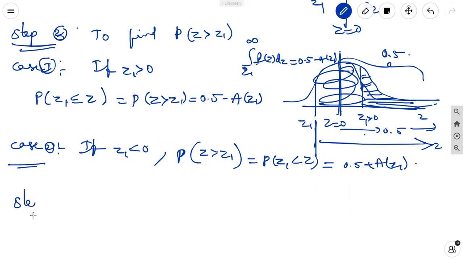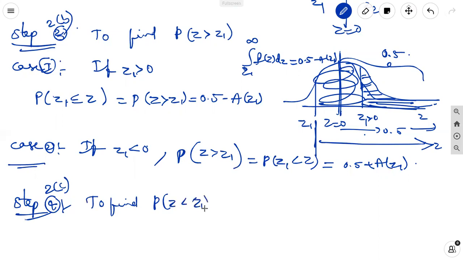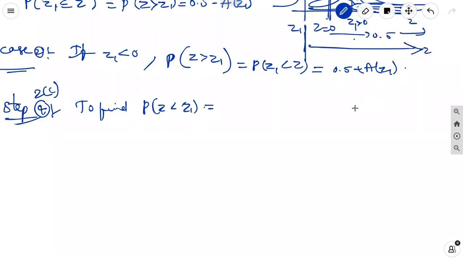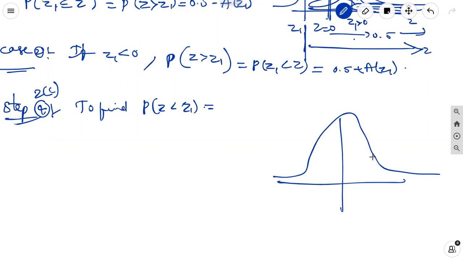In another one, step 4, these are the subdivisions of the second step, to find the probability of Z less than Z1. Again, we can draw the figure. Z less than Z1. In this, Z1 may be on the left side or the right side. The total area is 1.